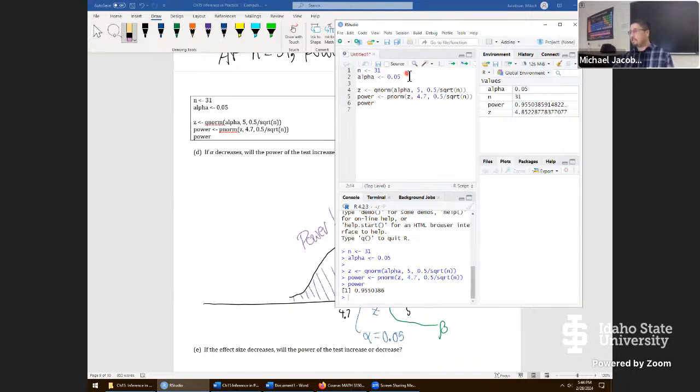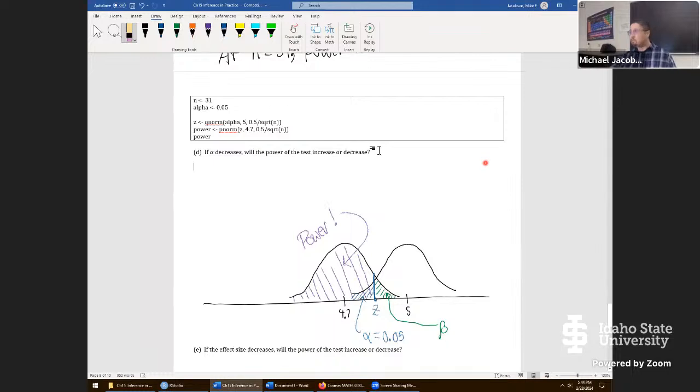So let's drop that. Alpha decreases, so over here, let's decrease it to a 0.01. Run the syntax again. And sure enough, power went down. It went down by a lot. It looks like more than 10% on this thing. Well, we also dropped alpha by a significant amount as well. We have to keep in mind. So the short of this one we can say is power will decrease.